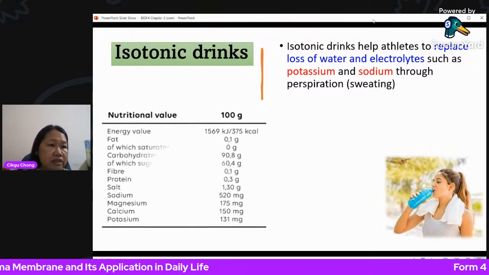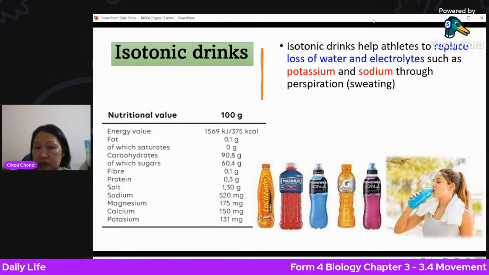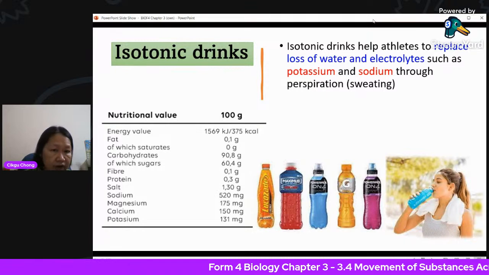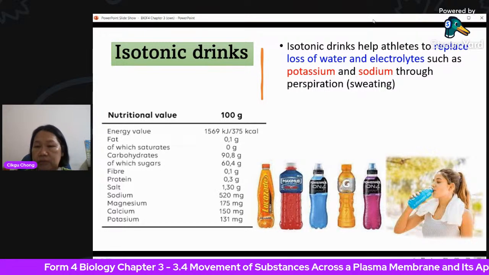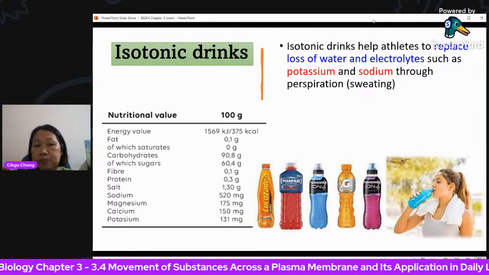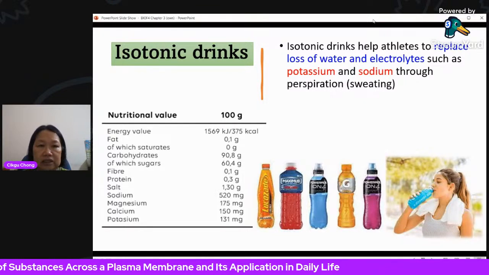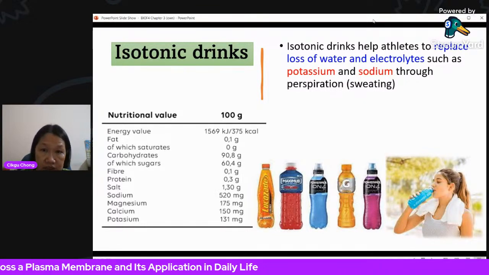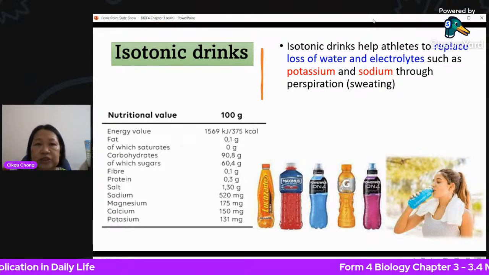So look at the composition. You will have sugar, you have carbohydrates, most of them are sugar. It gives you energy. A little bit of fiber, protein, salt, sodium, magnesium, calcium, potassium. Whereas for the ORS, it's just pure sodium and salt and magnesium and all that. They don't add in the sugar. And of course, there's no fizziness. There's no gas, which is good for the tummy.